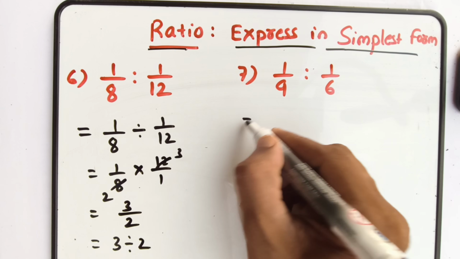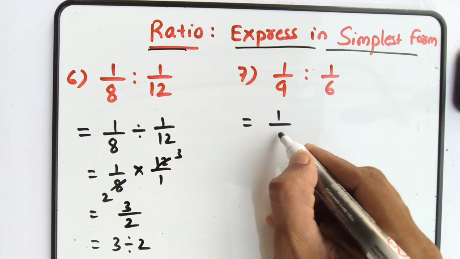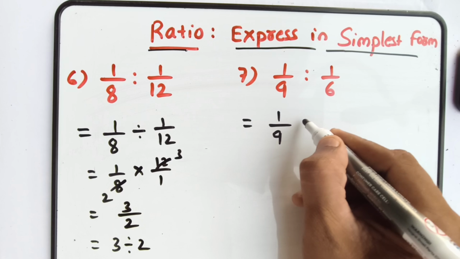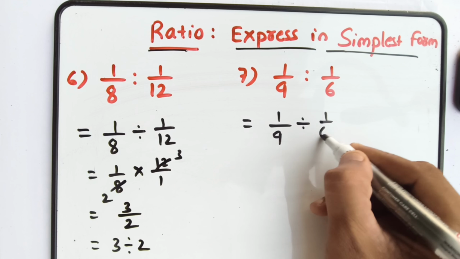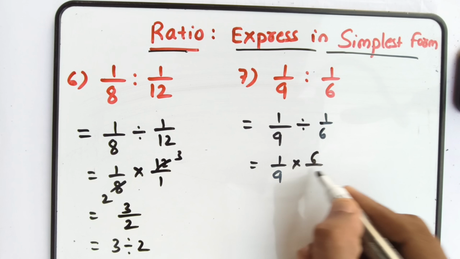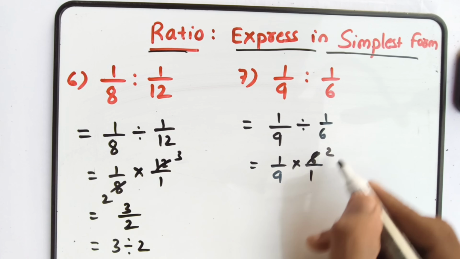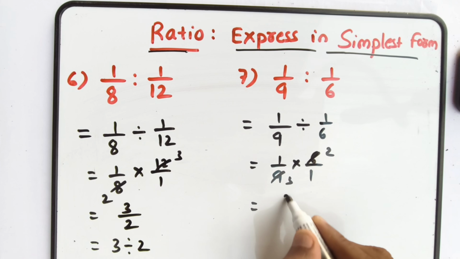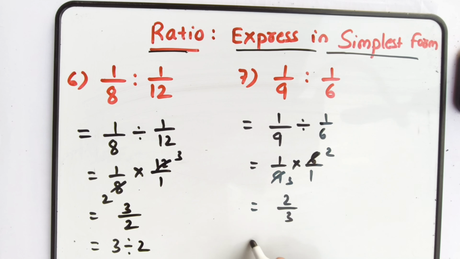Let's solve one more question now. 1 upon 9 divided by 1 upon 6. Division can be written as multiplication, 1 by 9 into 6 by 1. 3 2s are 6, 3 3s are 9, that is 2 by 3. The answer is 2 ratio 3.